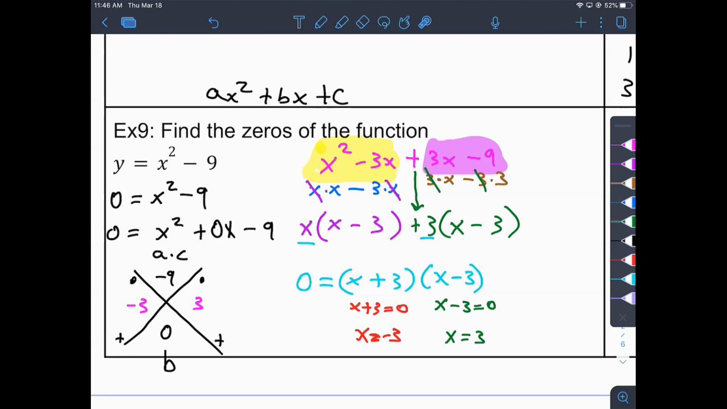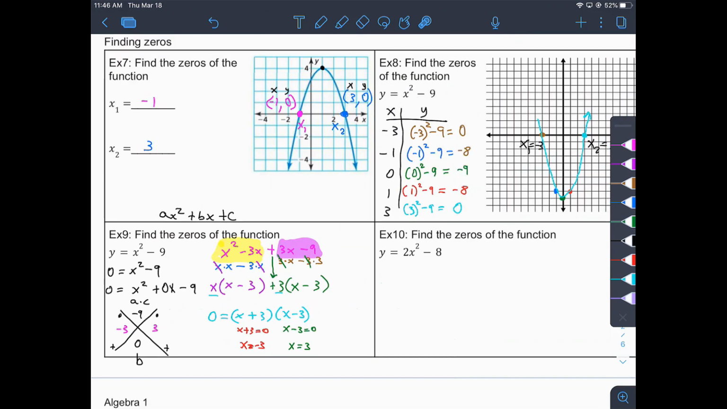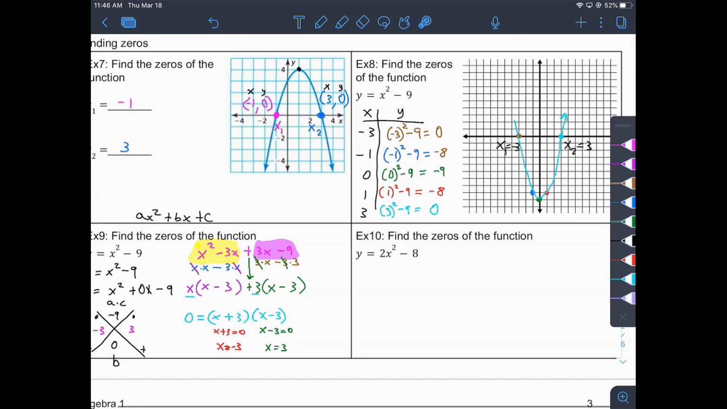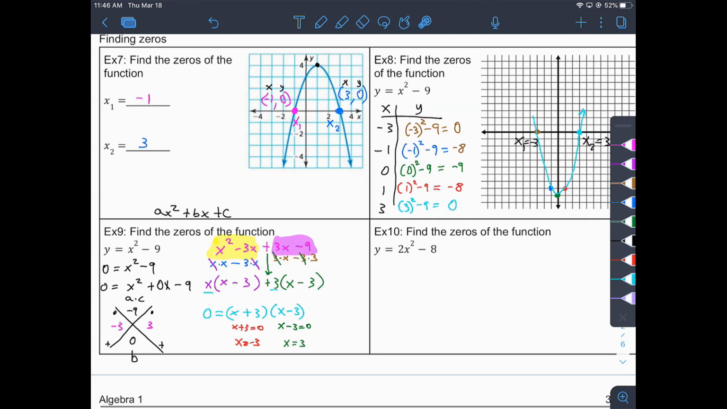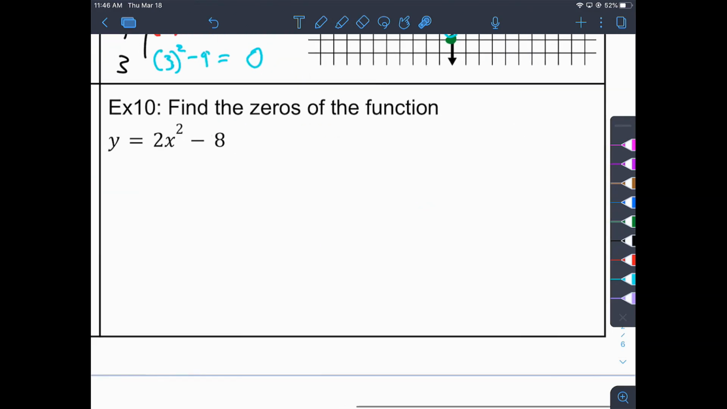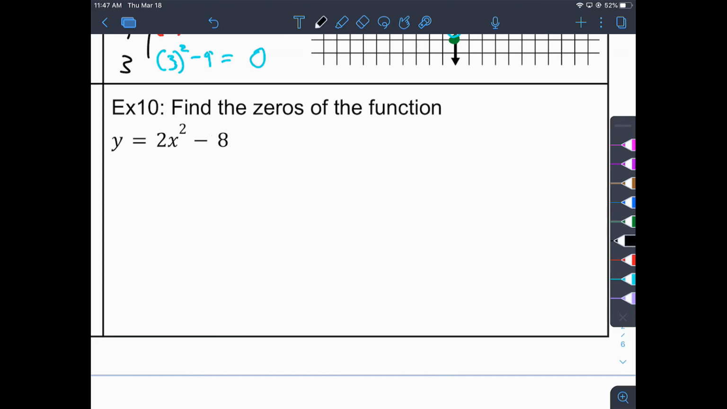Notice that this was the exact same problem that we just graphed up here, and we found the exact same answers when we factored it: negative 3 and positive 3. So factoring is a super important method for us to find zeros. We still need to do it in Chapter 8. I will end with one more. Again, zeros happen when y is 0. We can find where it crosses the x-axis when y has a value of 0.